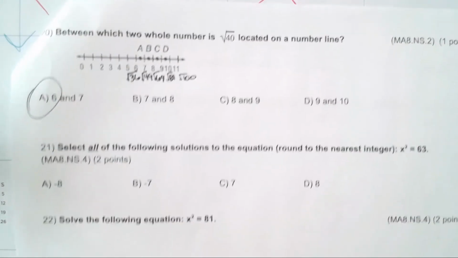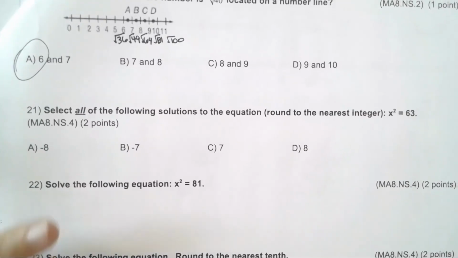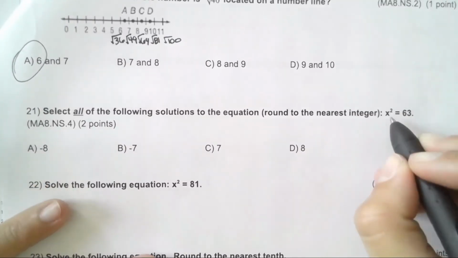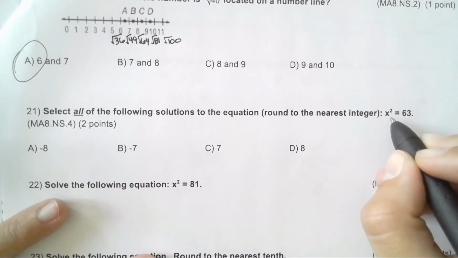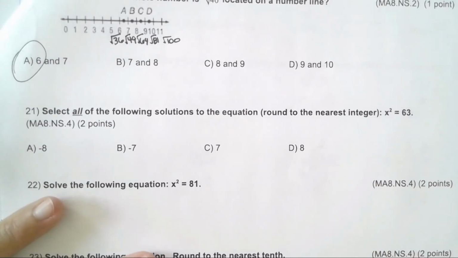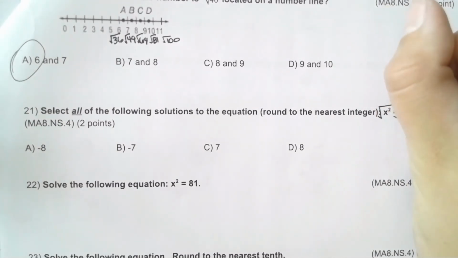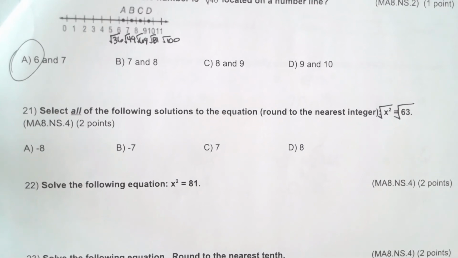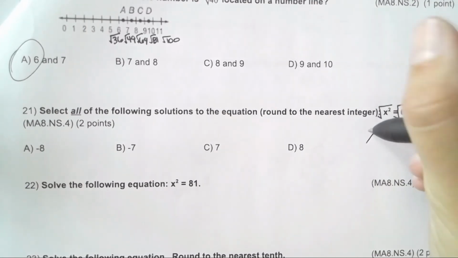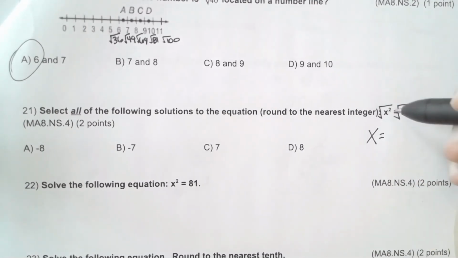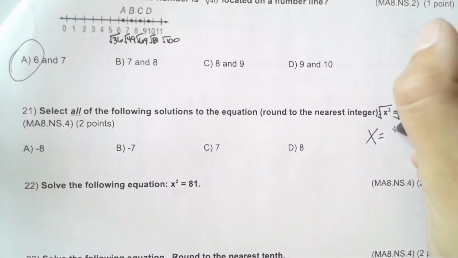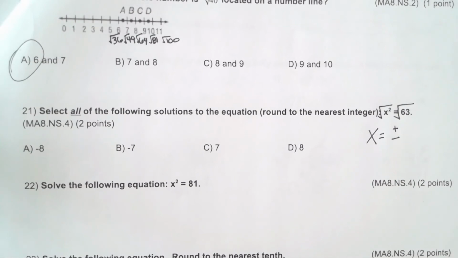Number 21, select all the following solutions to the equation, round to the nearest integer. So again, if we are trying to get x by itself and it is squared, we have to do the inverse operation of squaring something, which is square rooting. So my step here is to square root on both sides. And as soon as you're solving for x and you're taking the square root on both sides, this is where you are going to get those two answers, those two square roots. So please don't forget to put that plus minus sign.